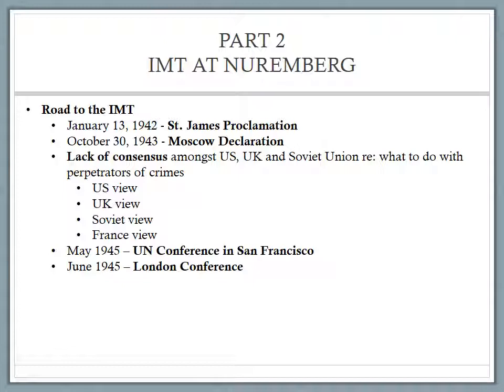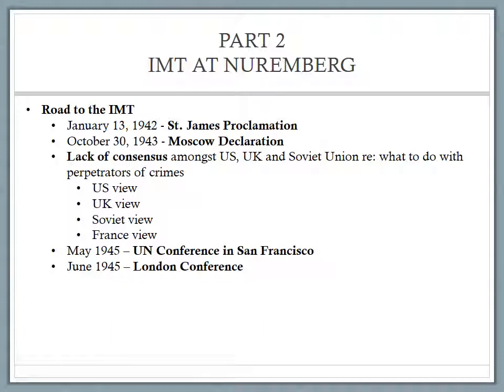And the next month, in June 1945, was the London Conference, where the war's victors met in London and essentially decided to call the tribunal the International Military Tribunal. At the conference was U.S. Supreme Court Judge Robert Jackson, who was offered the position of chief prosecutor at the IMT. He was the only U.S. Supreme Court justice to ever take a leave of absence from the court and then later return.